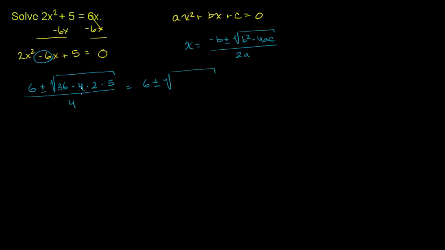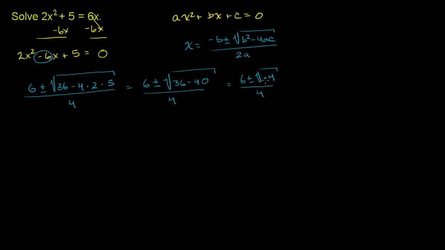So this is going to be equal to 6 plus or minus the square root of 36. So let me just figure this out. 36 minus, so this is 4 times 2 times 5. This is 40 over here. So 36 minus 40. And you already might be wondering what's going to happen here. All of that over 4. Or this is equal to 6 plus or minus the square root of negative 4 over 4, right? 36 minus 40 is negative 4.